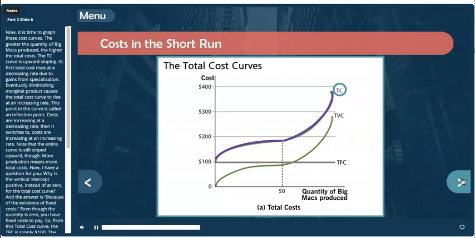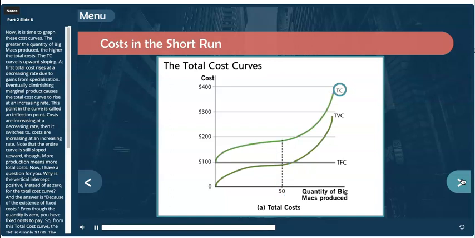This point in the curve is called an inflection point. Costs are increasing at a decreasing rate, then it switches to costs increasing at an increasing rate. Note that the entire curve is still sloped upward though. More production means more total costs.